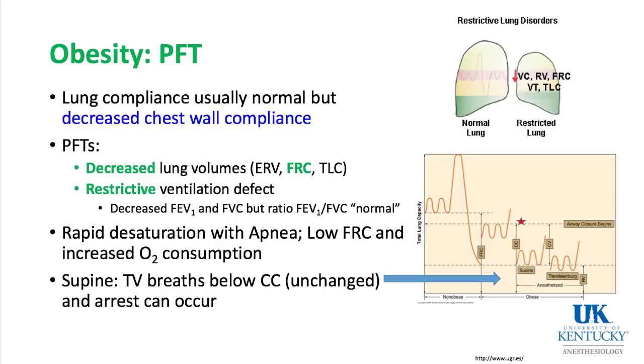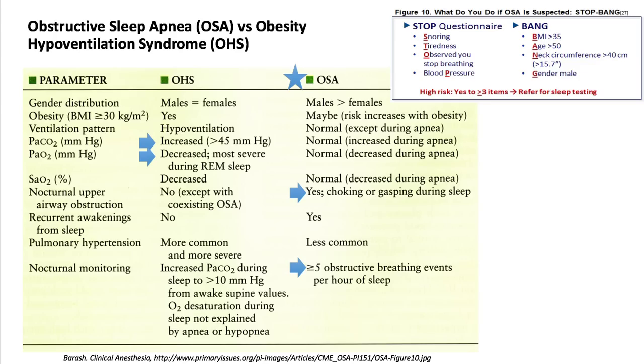And so the arrow at the bottom in blue is pointing to the supine positioning of an obese patient and how the tidal volume breath can be below the red star, the closing capacity. And you can see how that patient could have a respiratory arrest just by placing him supine. And Trendelenburg makes it even worse. Keyword, major point, obesity and PFTs, it's a restrictive defect.